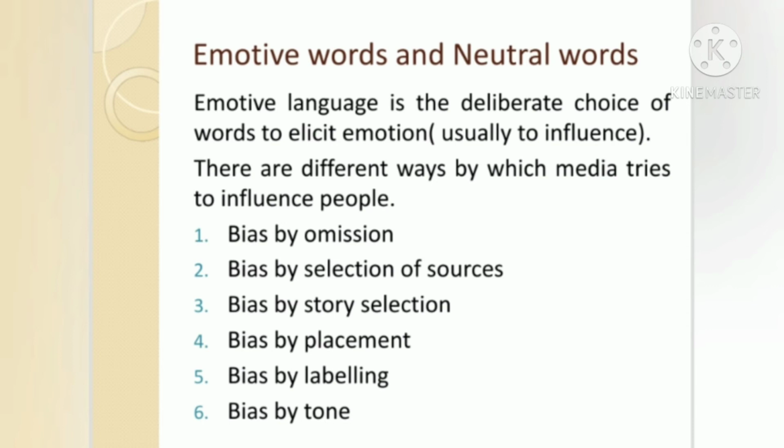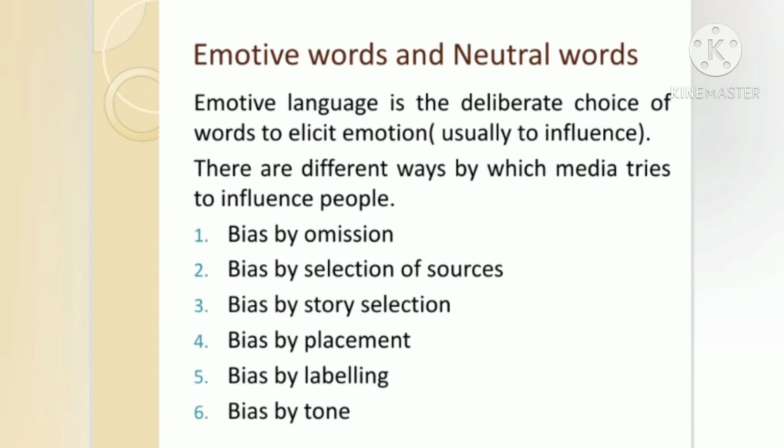The next one, bias by labeling. Tagging of certain politicians and groups with extreme labels, giving others neutral or positive labels. That is bias by labeling. So, placing some politicians or political party in a negative light while portraying the others in a neutral or positive light. That is bias by labeling.